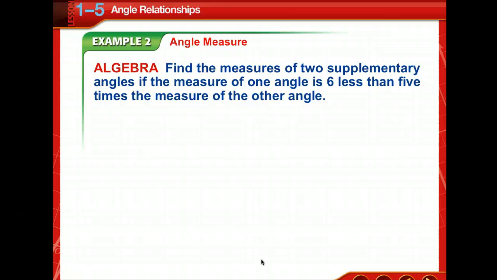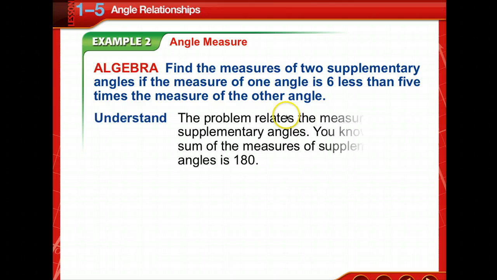Okay, let's talk about angle measure. We are to find the measures of two supplementary angles if the measure of one angle is 6 less. So what are we going to do right here? Are we going to go 6 minus or minus 6? Yeah, when it's 6 less than, that means we're going to minus 6. We're going to take 6 away from 5 times the measure of the other angle.